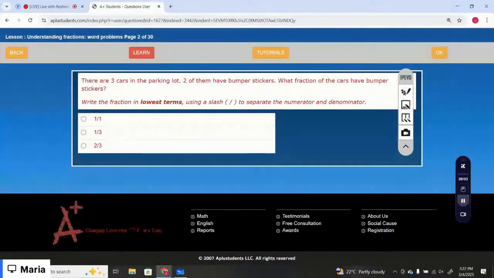There are 3 cars in the parking lot. 2 of them have bumper stickers. What fraction of the cars have bumper stickers, which is the correct option? So the total cars are 3, right? And two of them have bumper stickers, so you can write it as 2 out of 3 have the bumper stickers. Option number 3 is the correct option, that is 2 out of 3.